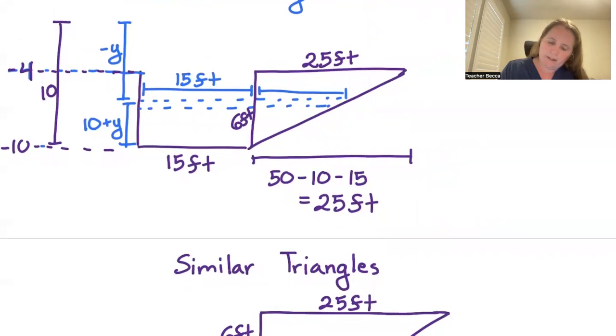So we have 15 feet and 25/6 times 10 plus y. You also could have figured out what the missing distance was to get us all the way up to 50 and simply subtracted it off. That's a perfectly acceptable route as well.